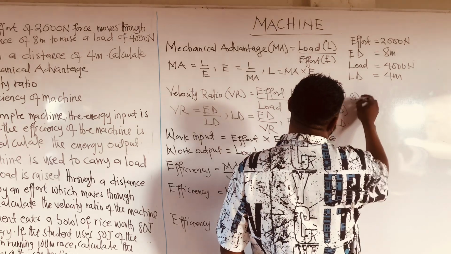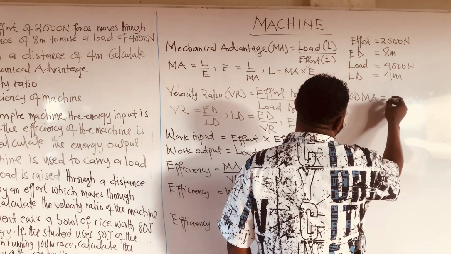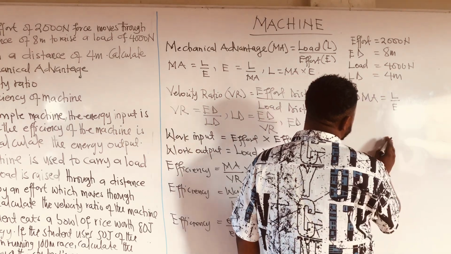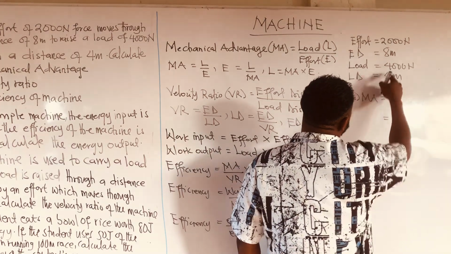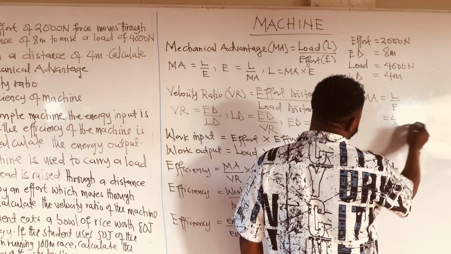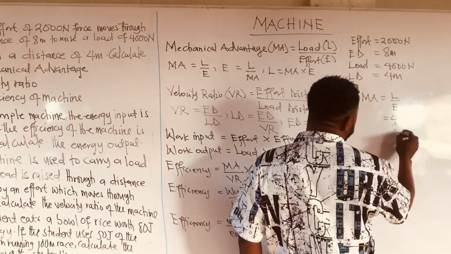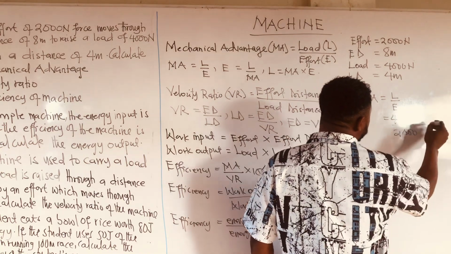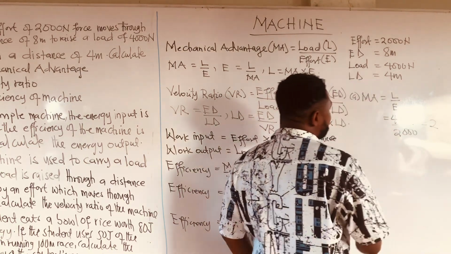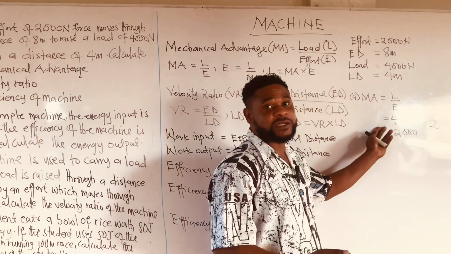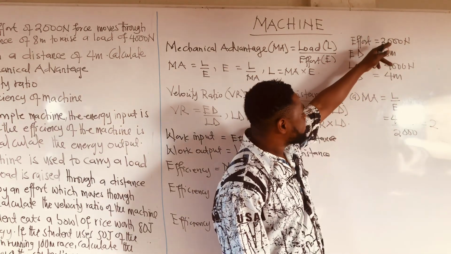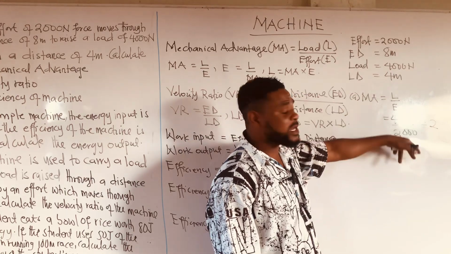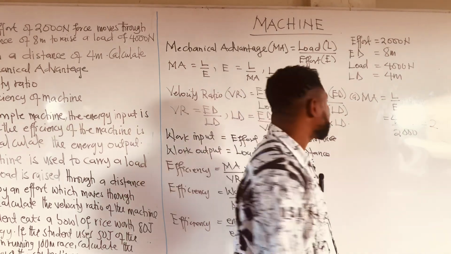So number 1, or A, mechanical advantage is equal to load over effort, as we studied right now. So our load is the 4,000, and our effort is 2,000. So when we divide this, we are going to have 2. And don't forget that mechanical advantage has no unit, because the load is measured in Newton, effort is also measured in Newton, so they cancel out. So we have our 2 there.